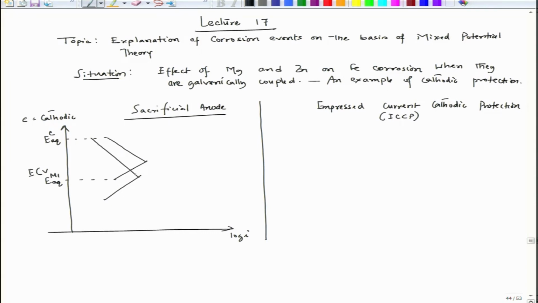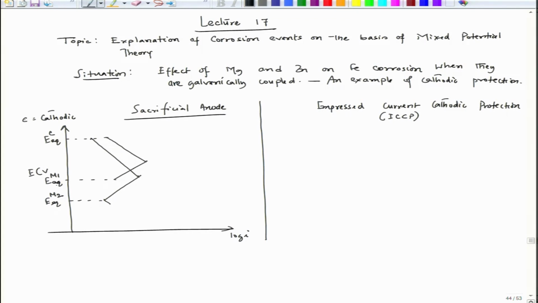If we have this situation, now in one case we talked about the hydrogen evolution reaction to be the cathodic reaction, in another case we talked about the oxygen reduction reaction to be the cathodic reaction. So, in both cases we explained our protection of iron because of galvanic coupling of iron with an active metal, a more highly active metal rather, that is zinc.